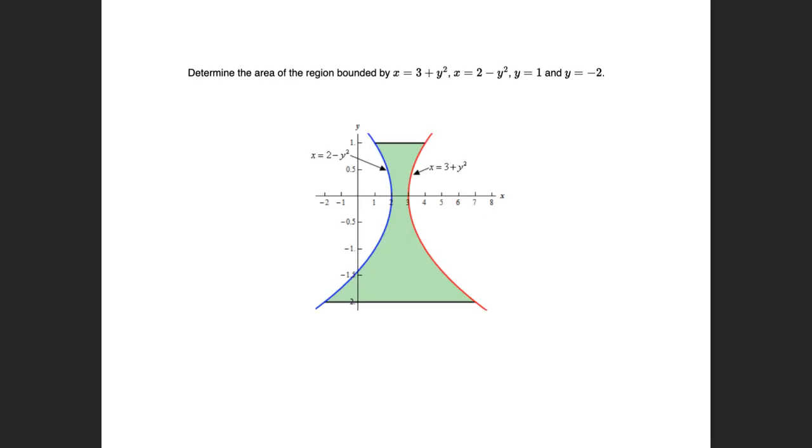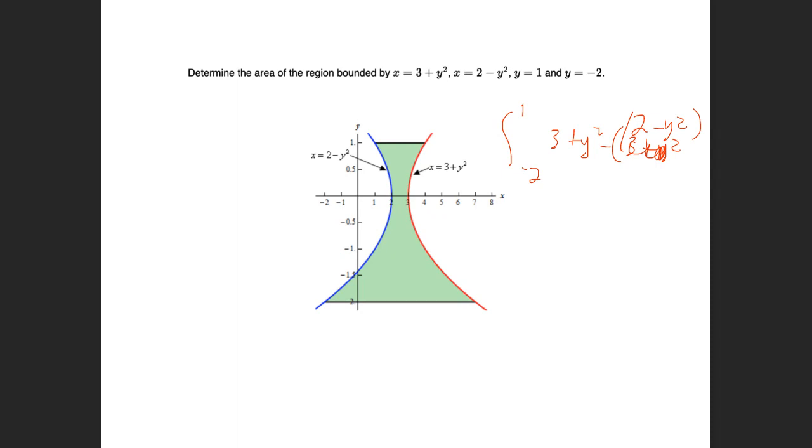Okay, so if I'm doing this problem, I'm not going to work this one out. The integral from, what do we say, negative 2 to positive 1. The right function is 3 plus y squared minus the left function. I'm going to put this inside parentheses, so 3 plus y squared. Oh no, sorry about that. It's 2 minus, yikes, 2 minus y squared. And that would be your integral, setting it up.